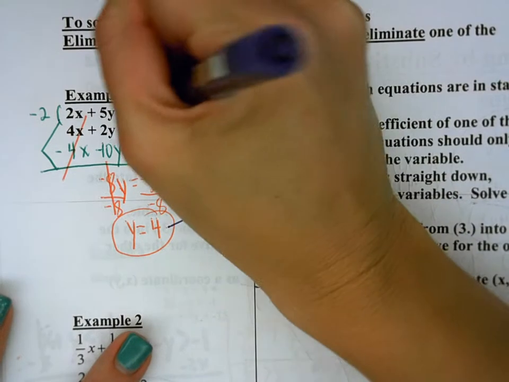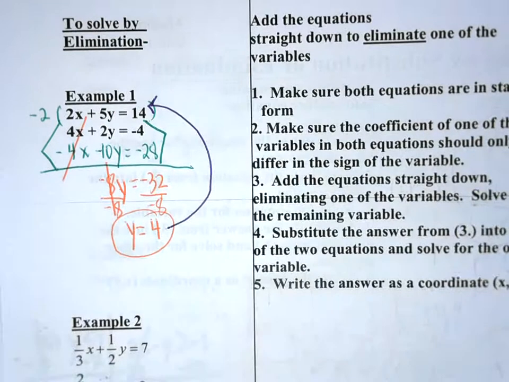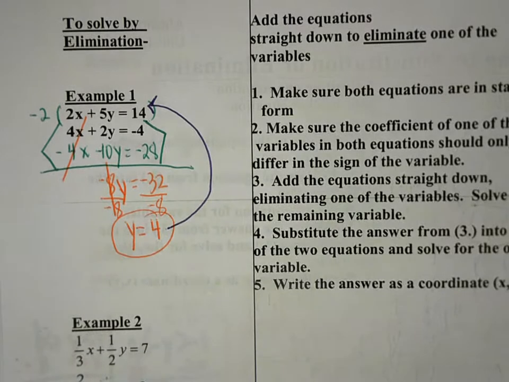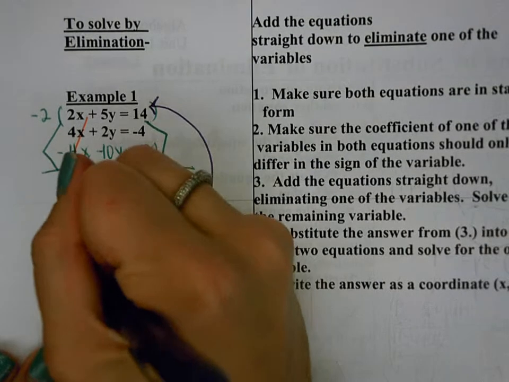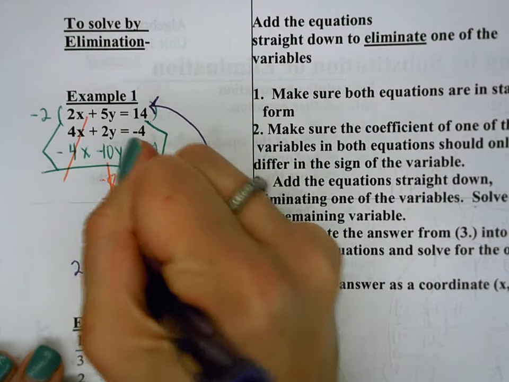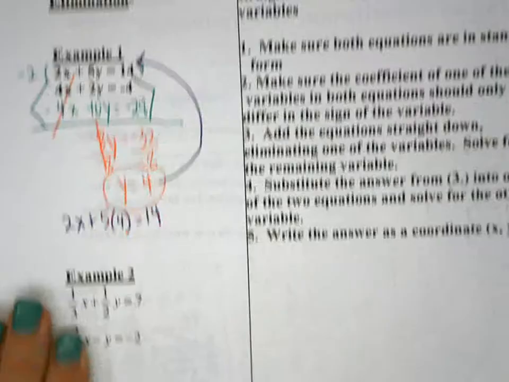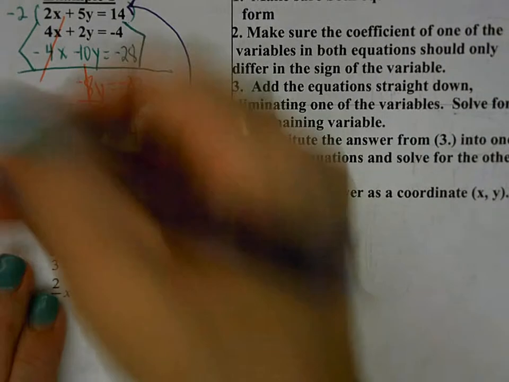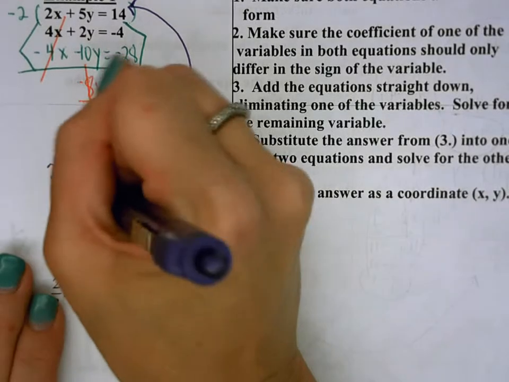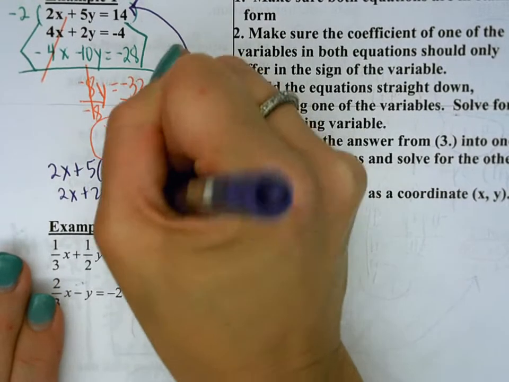All right, so I'm going to go ahead and just plug it into the first one. You could do it to a different one if you want to. So I get 2x plus 5 times 4 equals 14. 5 times 4 is what? 20. So 2x plus 20 equals 14.